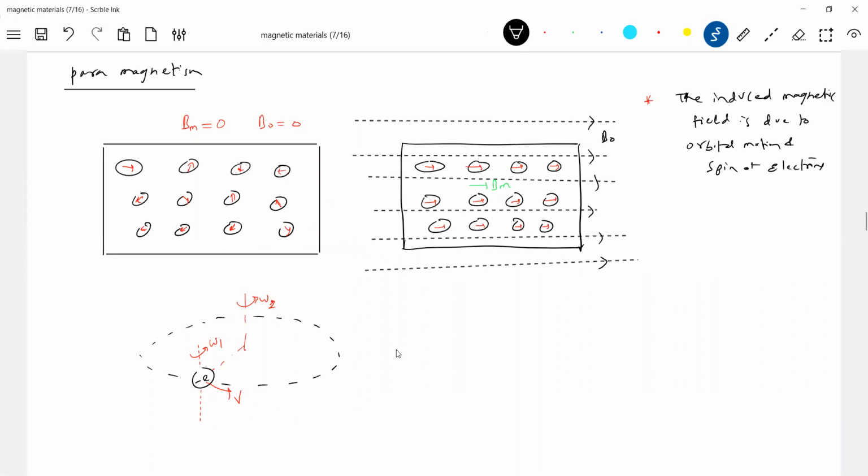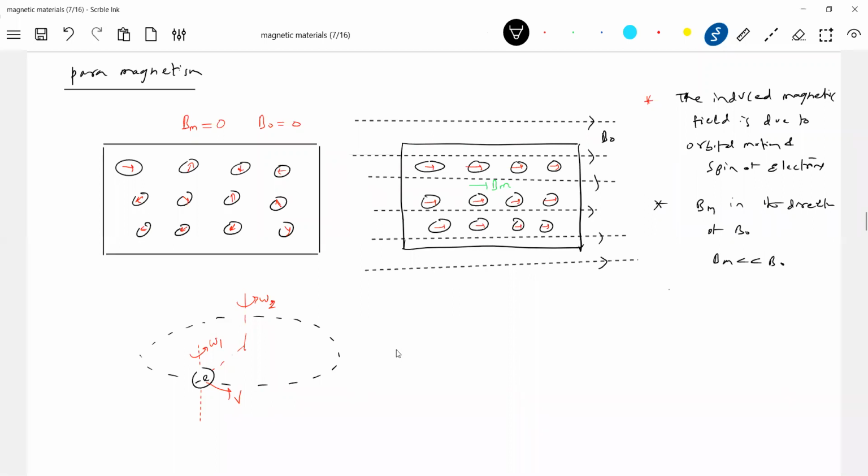Because of that, what happens? A net dipole moment will come, and the magnetic dipole moments of the individual atoms slowly get aligned, and a net magnetization will be induced in the direction of B naught. This BM will be in the direction of B naught, and the value of BM will be less than B naught.